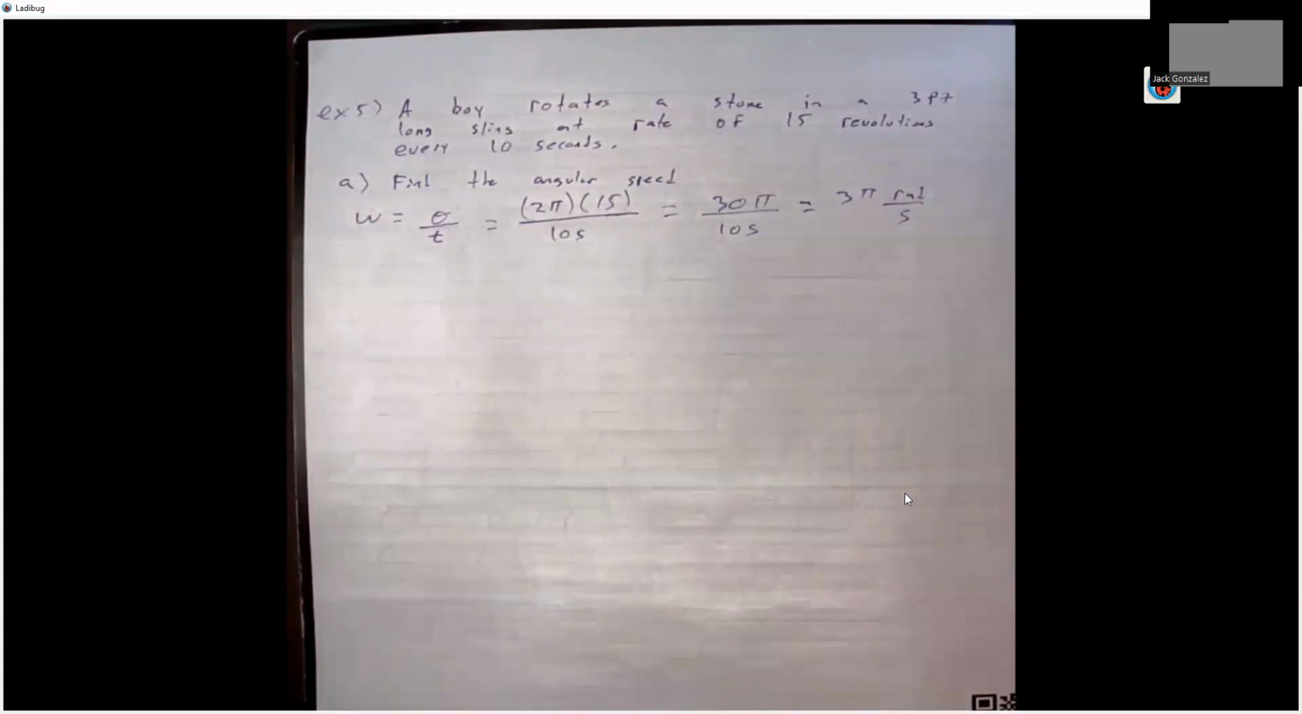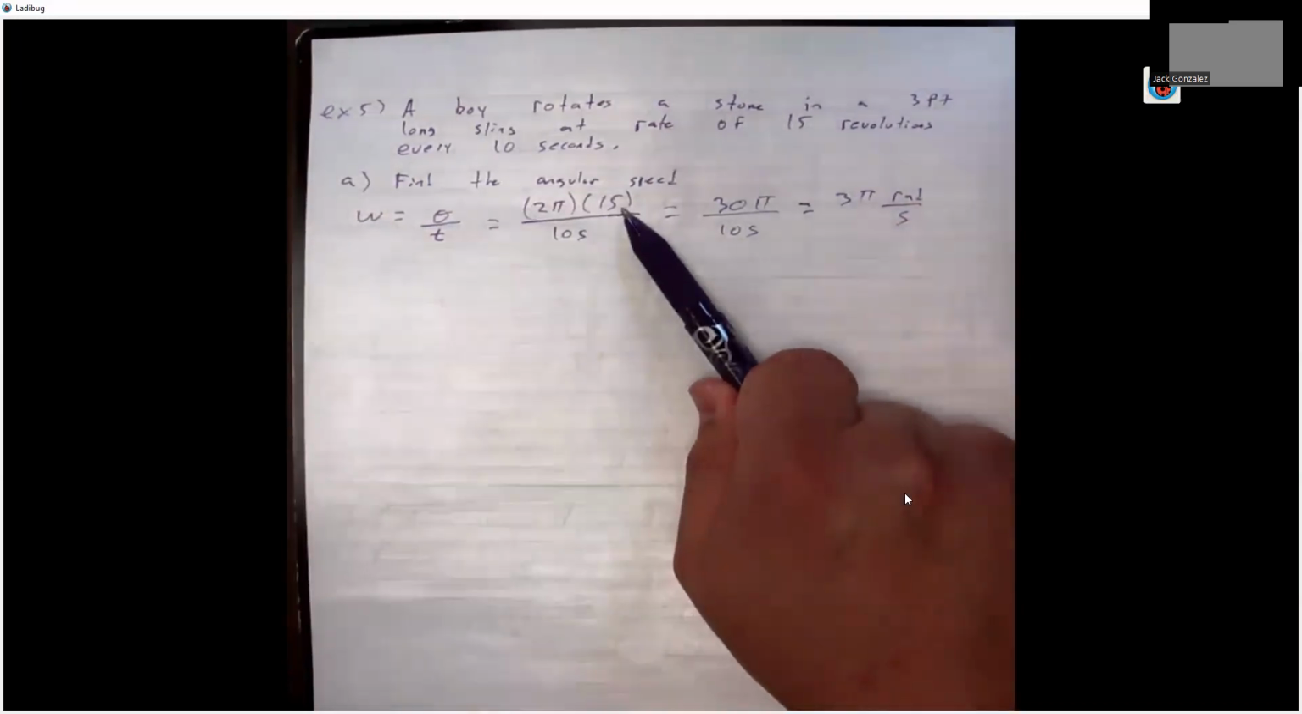2 pi is 1 revolution, so there's 15 of them. And we gotta use radians for actual word problems, right? No degrees. Degrees are made up. Radians are real. Anyway, so you guys know what angular speed is.